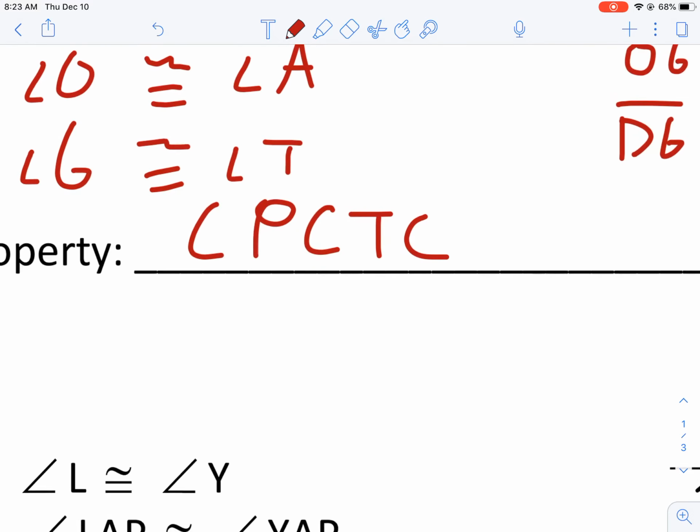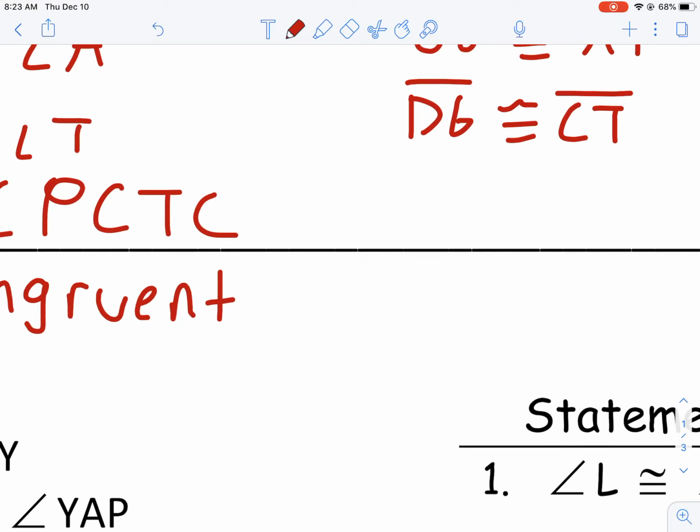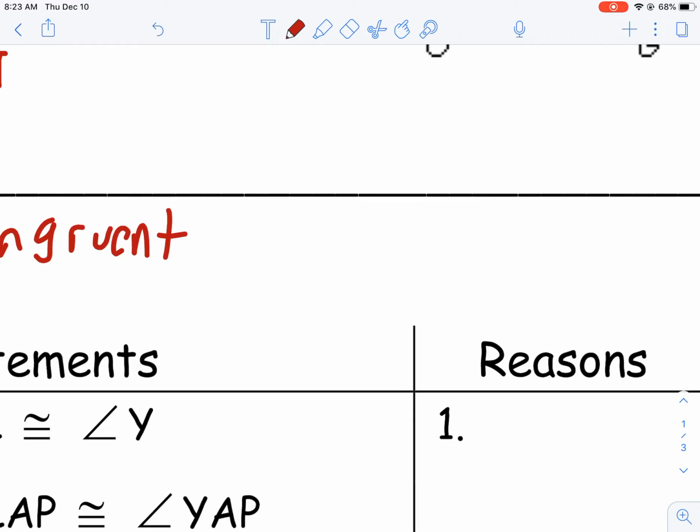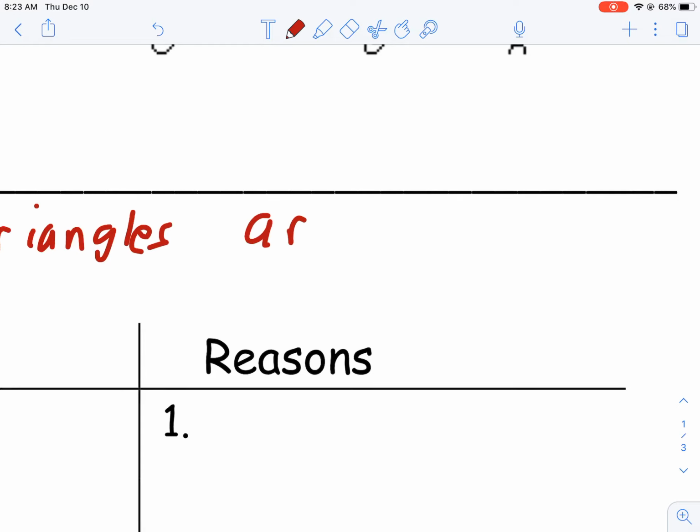I'm going to write out what it stands for. You don't need to ever know what it stands for; we're always just going to write CPCTC. But it stands for congruent parts of congruent triangles are congruent.